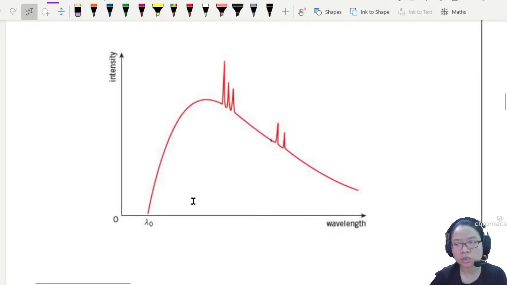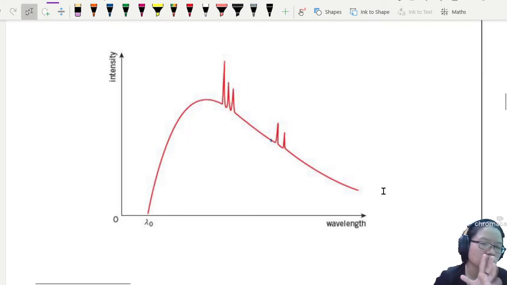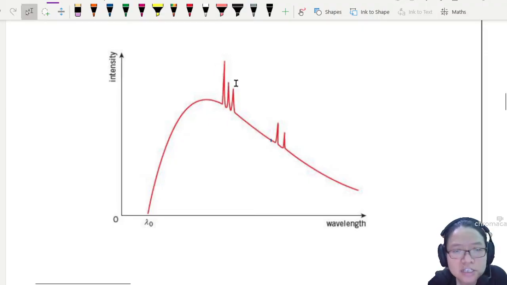Number one, you will see a continuous distribution, which is this curve that goes up and comes down. It's kind of like a bell curve, but a bit lopsided. And then you will see these spiky lines here. So there are two characteristics that we need to talk about, and we need to explain what this graph represents.